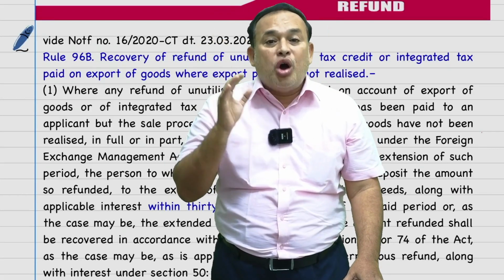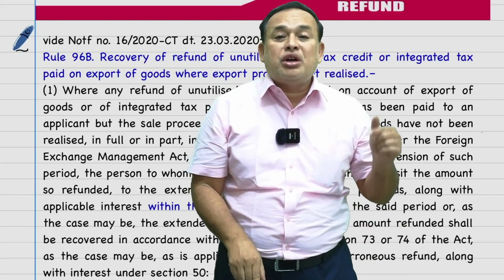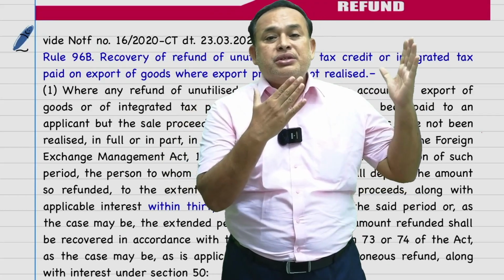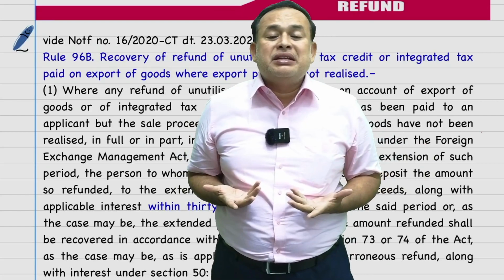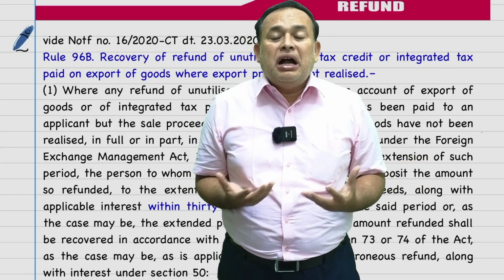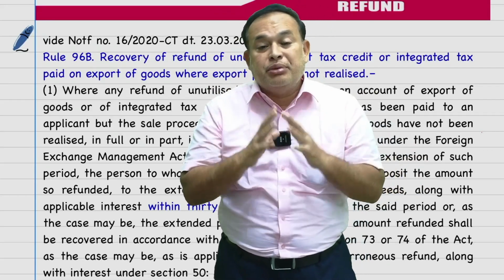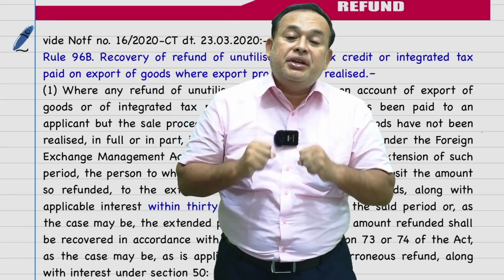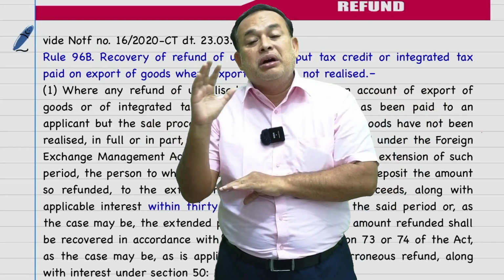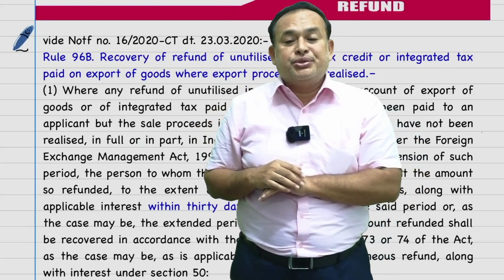If the payment is not realized within the specified period of time for export of goods, in the meantime, the exporter who exported the goods and applied the formula based refund, rule number 89, sub-rule 4, applied and claimed the refund. Or otherwise, export of goods taken place on payment of IGST, and the IGST that I paid on exports, claimed refund under rule number 89, sub-rule 5, payment of IGST on exports.